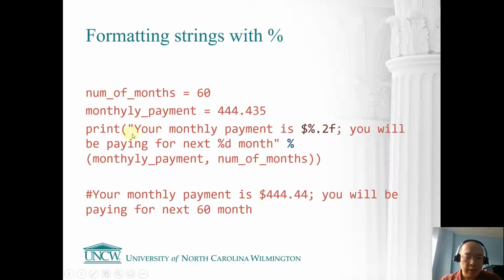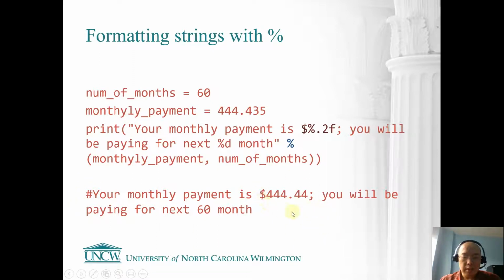So for this string, that is your monthly payment is a %f with 2 digits after the decimal. And then you will be paying for the next %d, that is an integer, right? So here is a placeholder for a float number with only 2 digits after the decimal, and then later we also have a placeholder of an integer. So a total of 2 values, and then after the % sign here, I need to backfill in 2 values. They are the monthly payment and the number of the month. Okay, so then I will be able to print a string like this.